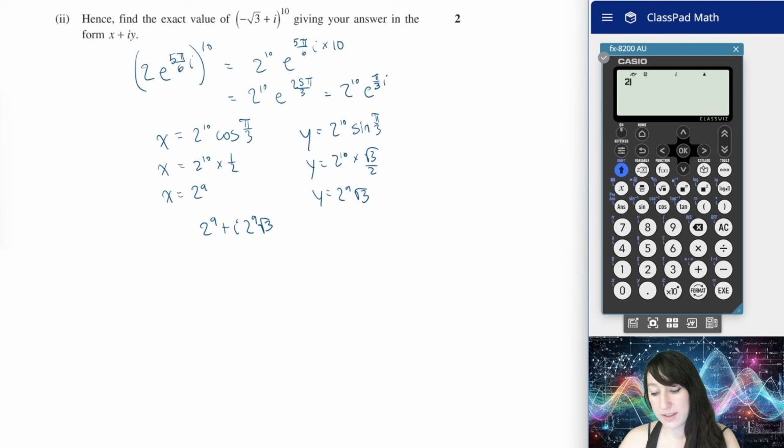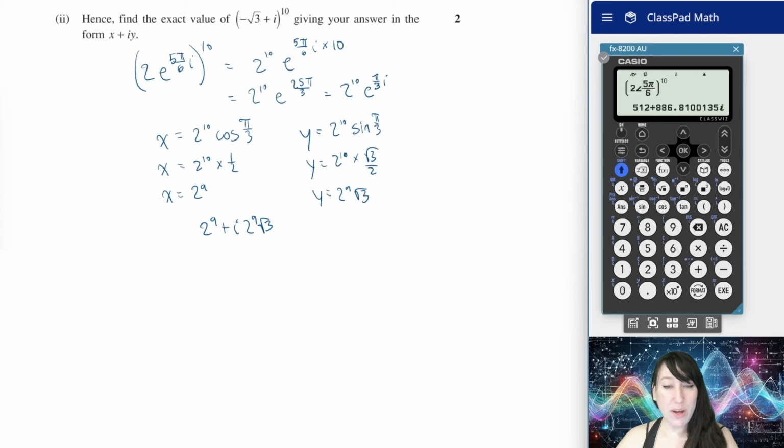So if you go to catalog and go to complex, you have a few operations here that could be useful for us. And we have 5 pi over 6. Now you can see that automatically what the calculator wants to do is put that into rectangular form for us. Let's see how we would take a power of that complex number. Now, it's not exactly in the form we want, but it could help us double check our answer.